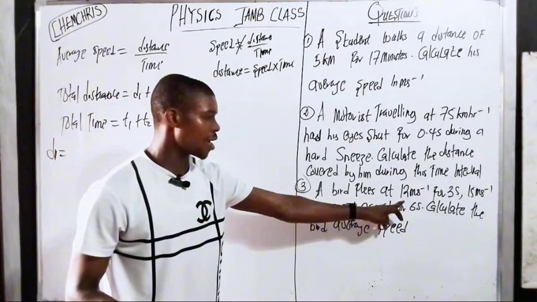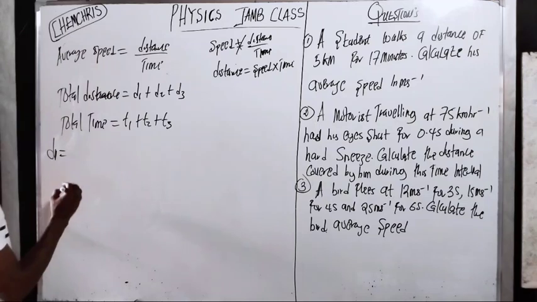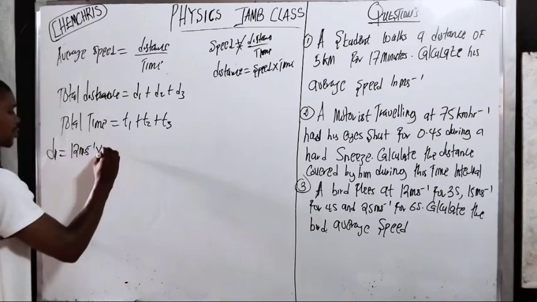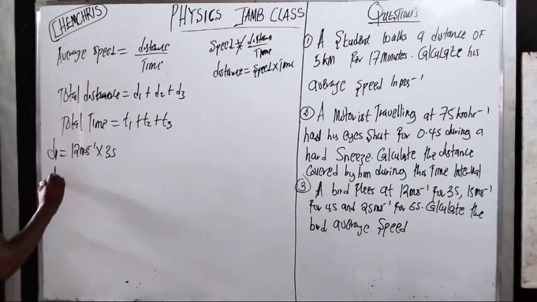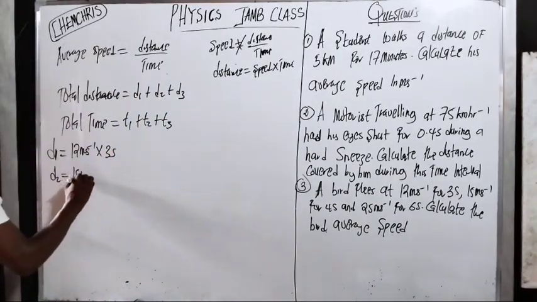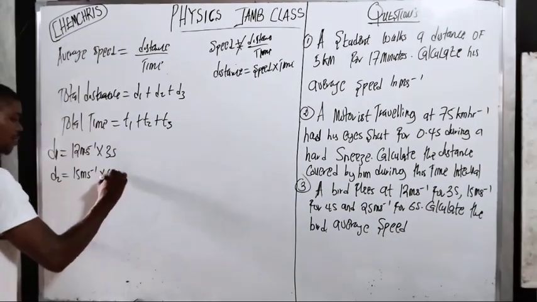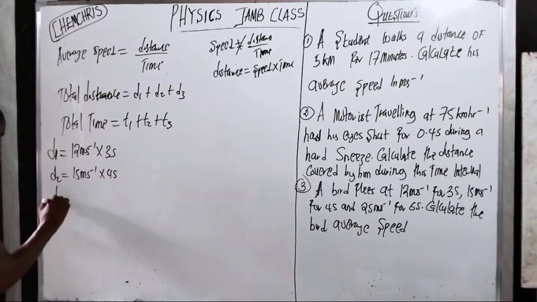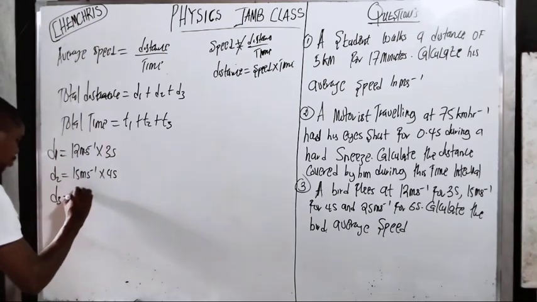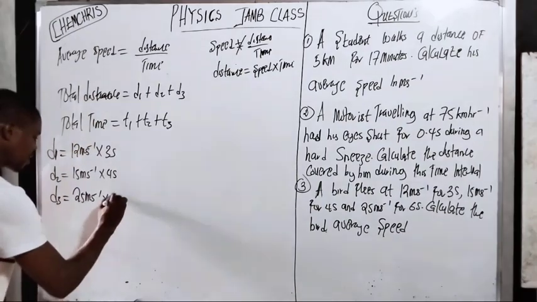My speed is 12 meters per second and my time is 3 seconds. So d1 is going to be 12 meters per second times 3 seconds, right? D2, that is distance 2, the second distance traveled by the bed, is going to be 15 meters per second times 4 seconds, right? Then D3 is 25 meters per second times 6 seconds.